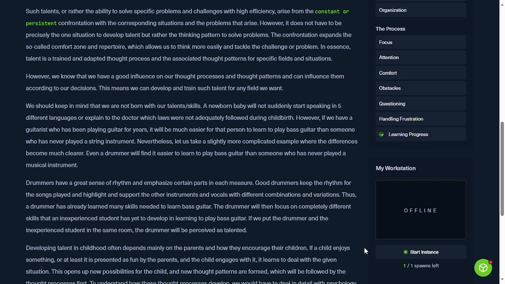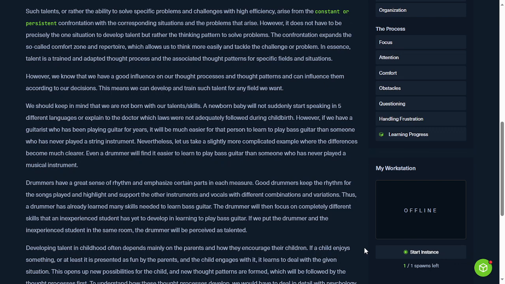However, we know that we have a good influence on our thought processes and thought patterns and can influence them according to our decisions. This means we can develop and train such talent for any field we want. We should keep in mind that we are not born with our talents or skills. A newborn baby will not suddenly start speaking in 5 different languages or explain to the doctor which laws were not adequately followed during childbirth.